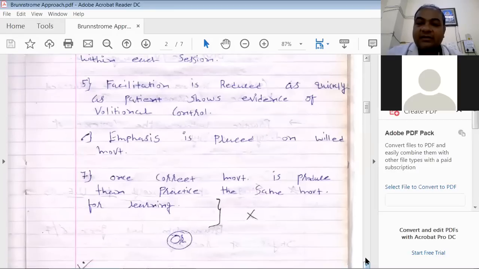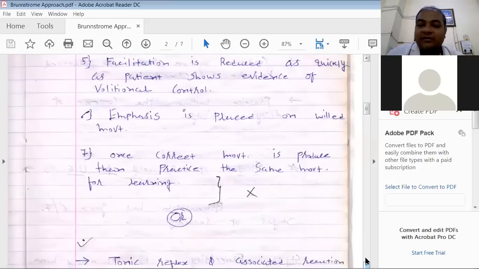The sixth point: emphasis is placed on will movement. Will movement means voluntary movement. It means the patient wants to lift a glass, wants to do some movement, wants to take the hand to the mouth. The patient has to will it. He has to wish, I want to do this movement. So we have to encourage him: please try to give a command from the brain and try to initiate the movement, try to perform the movement. Active participation of the patient is very, very important in this. That is called emphasis on will movement.